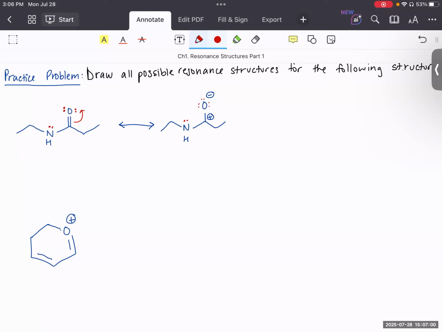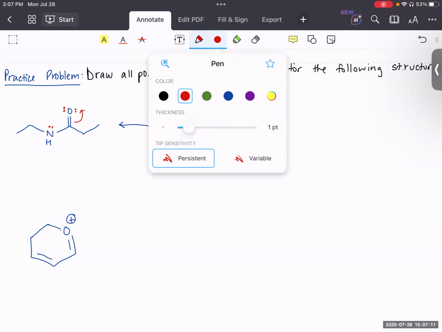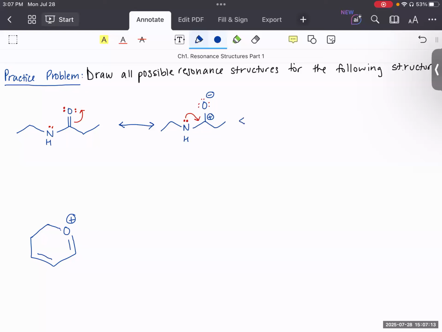And so in the previous one, we next had a double bond shift over. However, here what we have is this nitrogen lone pair that is capable of jumping down and forming a double bond. And so we end up with this structure here.